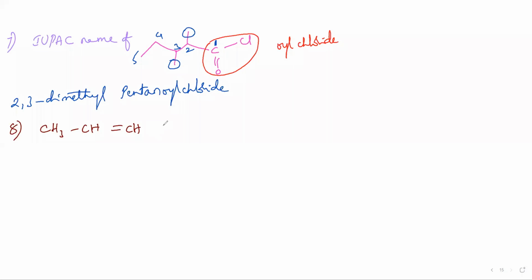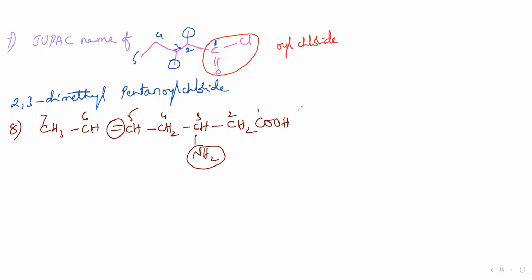CH3, CH double bond, CH, CH2, CH, NH2, CH2, COOH. Now, whenever you find a carboxylic acid, the task becomes easy. The reason is, give numbering from the COOH group: 1, 2, 3, 4, 5, 6, 7. That's it. Now, the third carbon has a substituent, that is amino. The fifth carbon has a double bond, ene. You just give numbering. How many total carbons? 7.